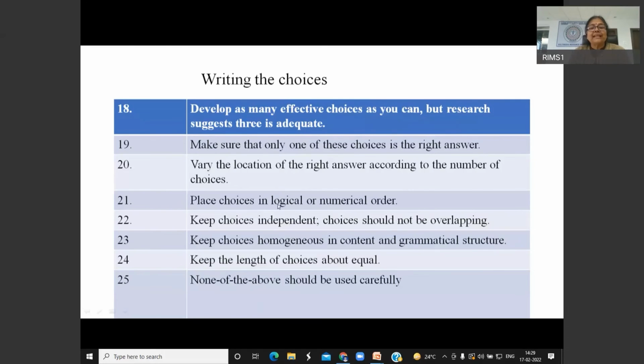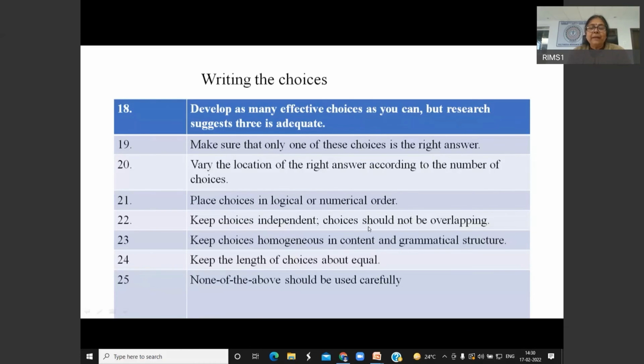Then make choices in logical or numerical order. It means if we are using choices with numerical values, suppose somewhere it is written 3, somewhere 23, somewhere 28, then we should arrange them in an orderly fashion: 3, 23 and 28. Not like this, that 3 is the first choice, then second 28, then third 23. It should not happen like that.